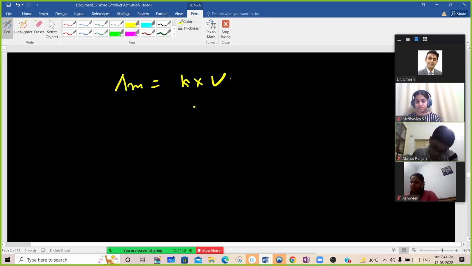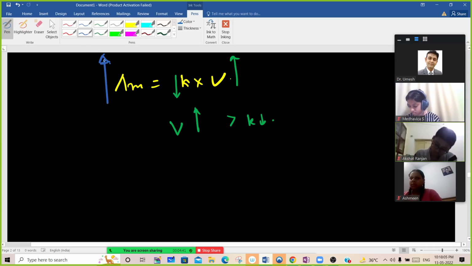Kappa into volume V. The kappa value decreases. मैंने अभी डिस्कस किया. But the volume increases. Dilution करेंगे तो volume बढ़ेगा. And increase in volume is much more than the decrease in kappa. Therefore, overall lambda m increases. So molar conductance increases with dilution because the increase in volume is much more than the decrease in the kappa.